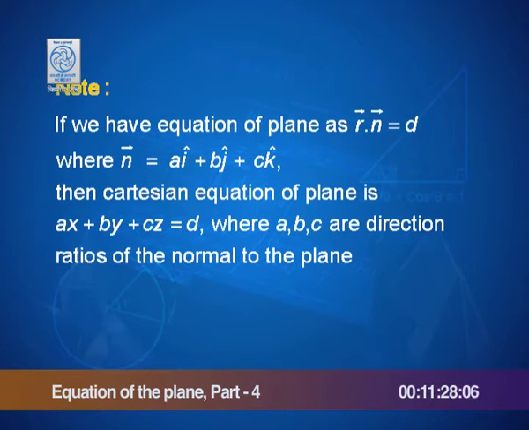Now, what we have to note here is that if the equation r dot n cap equal to d had, in place of a unit vector, a vector n known to us, and we have an equation given as r dot vector n equal to d, then the Cartesian equation of the plane would translate as ax plus by plus cz equal to d. Then a, b, c, that is the coefficients of x, y, z, are the direction ratios of the normal to the plane.